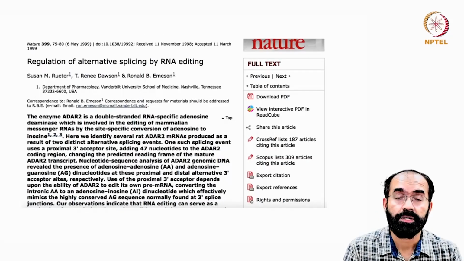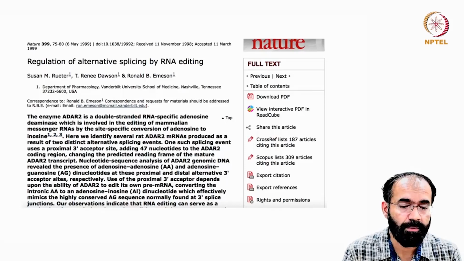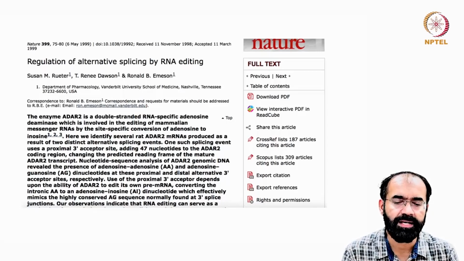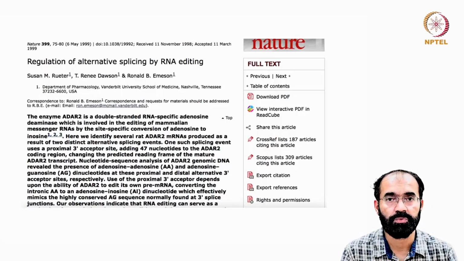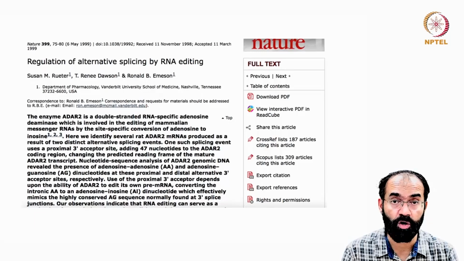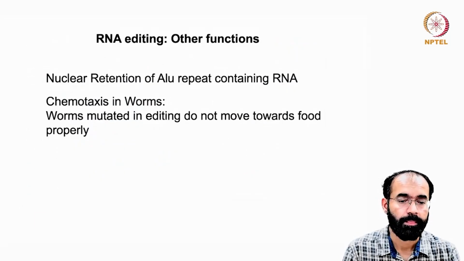Now you can also read this article that was published in Nature almost 21 years ago, that is regulation of alternative splicing by RNA editing. It's a very interesting article. Those who are interested can read it and get more insight and deeper knowledge about the subject.